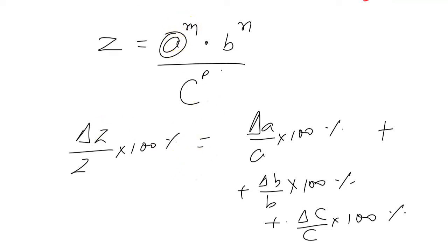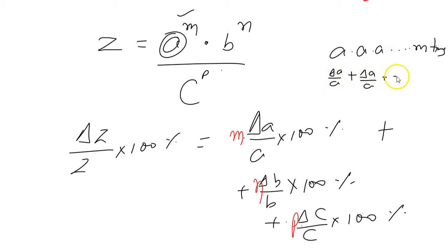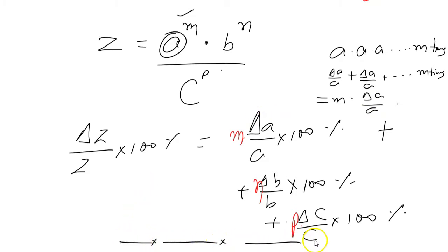But you can see here the power of A is m. So we will bring the factor m to the front, n we will bring here, and p we will bring here, right? Because the rule is very simple. A to the power m, it just means that I can write A m number of times. So if you just add delta a by a plus delta a by a m times, it is nothing but m times delta a by a. Alright. So yes, we complete the error analysis and complete things related to the propagation of errors.